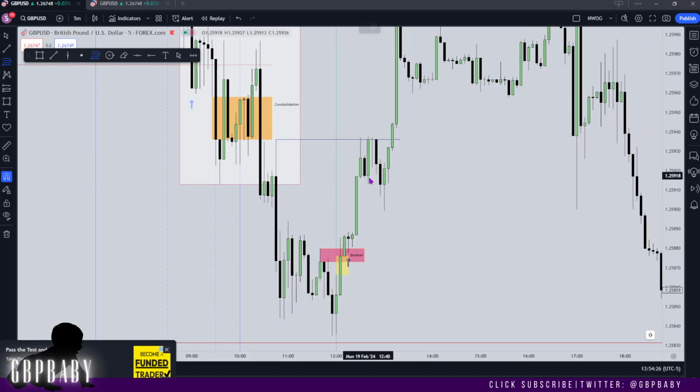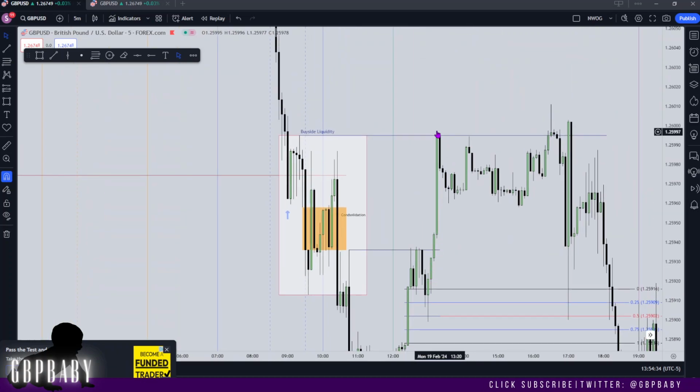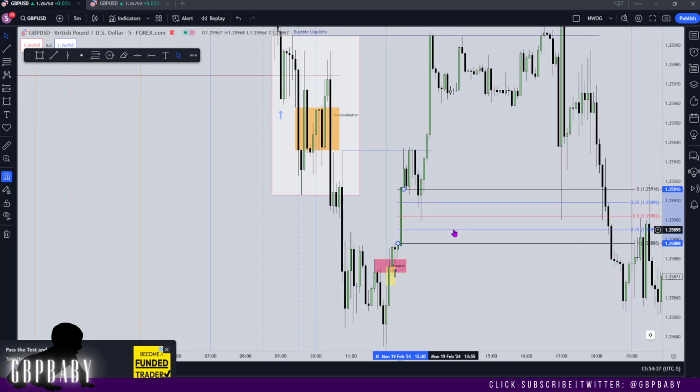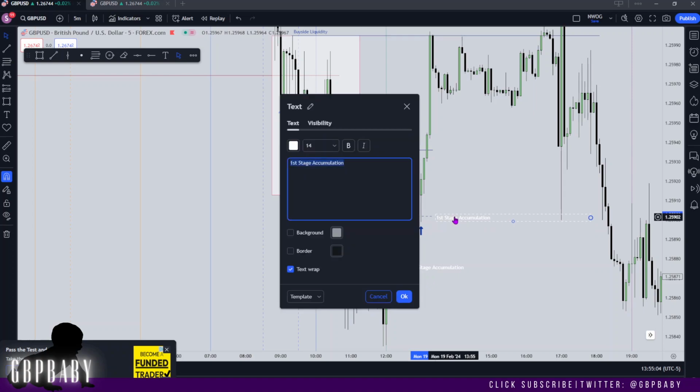Again, coming down, 50% offering. So this is first stage accumulation, second stage accumulation, offset distribution. I'll get those marked out for us. So we have first stage accumulation here. And then we got second stage accumulation here.